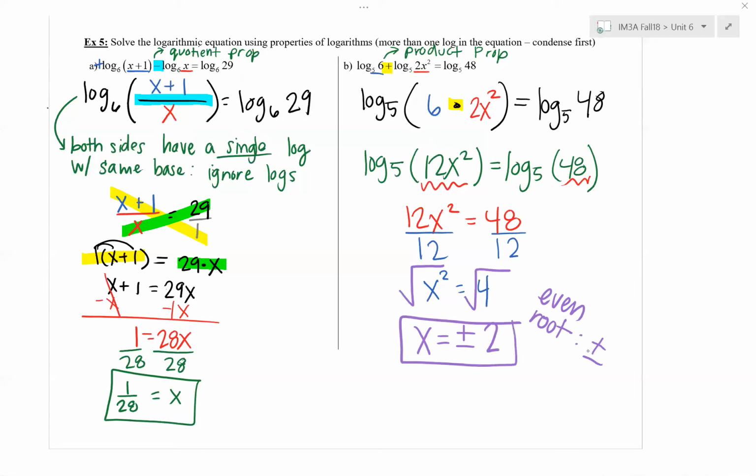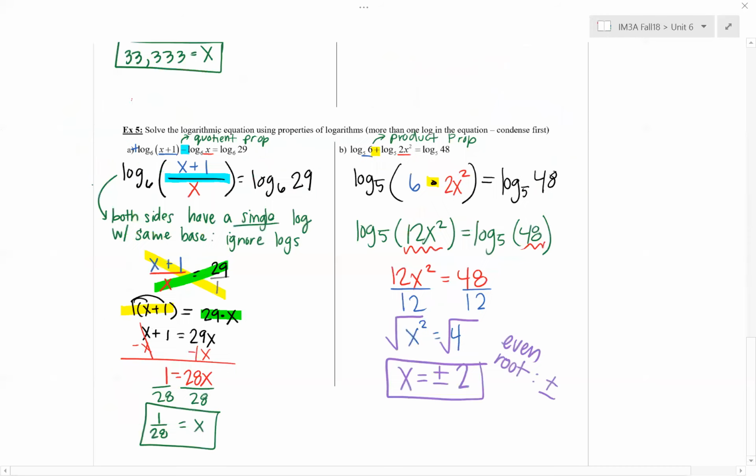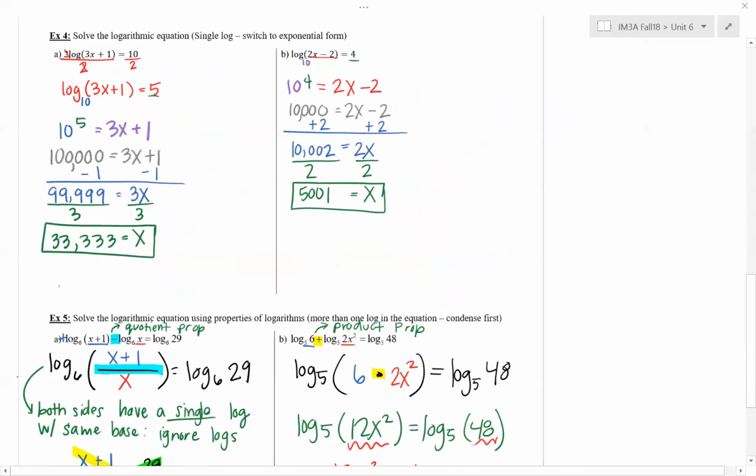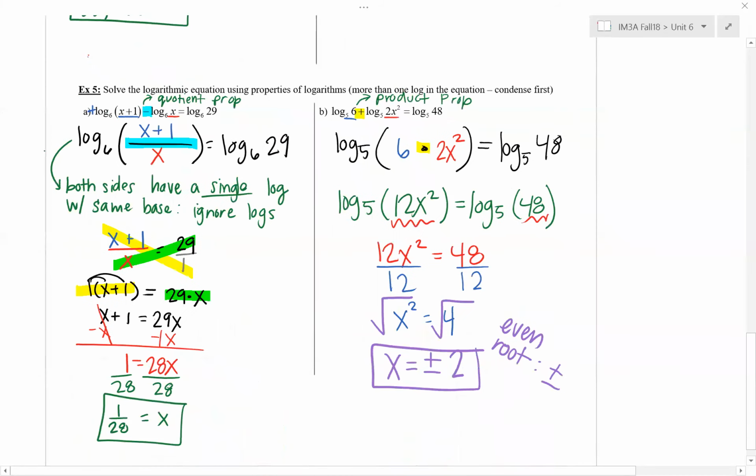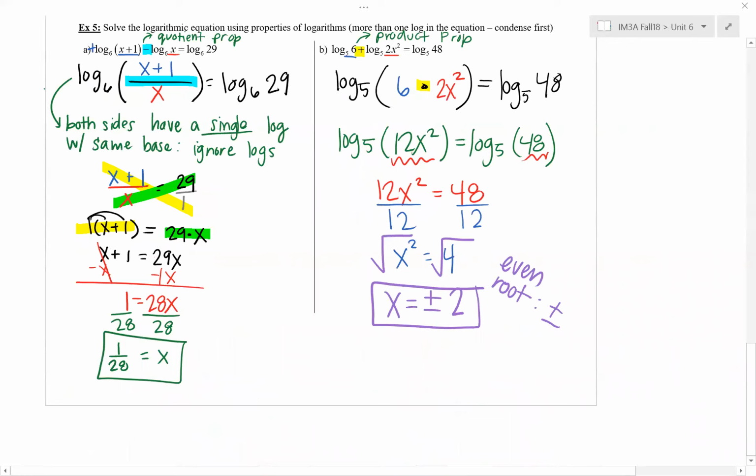So we saw two things today. We saw a log equation where I have a log and a number, and within that, I want to switch it to exponential form and solve for my variable. We also saw logs equal to logs where there's more than one log on one side, where we had to use either the quotient property or product property to condense those, and then we were able to ignore the logs. Know that you might see a problem that is a hybrid of the two, where you have to add or subtract two logs together and then switch it to exponential form. So that's all for this lesson.